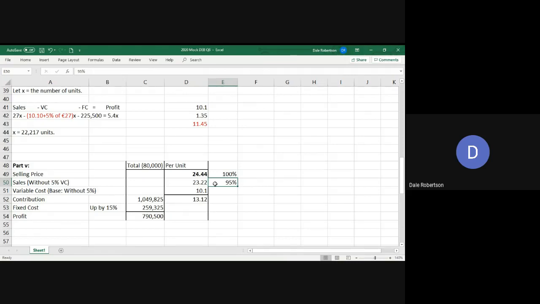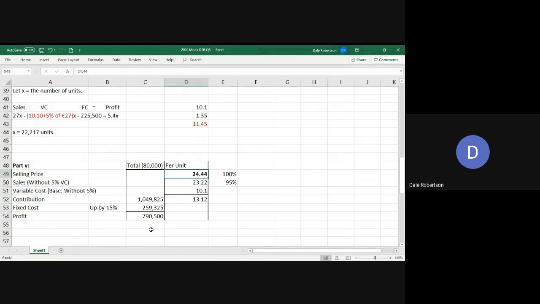So therefore, if you divide that by 95 and multiply by 100, your selling price will be 24.44. And that 24.44 is a 44-cent increase on the selling price in order to cover the increased fixed costs and yet retain the same level of profit at the same level of production. That is part A of the question completed.